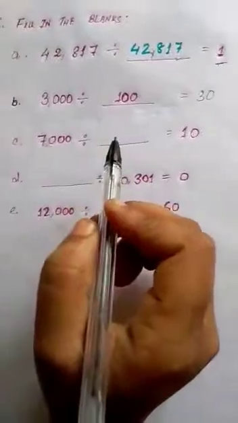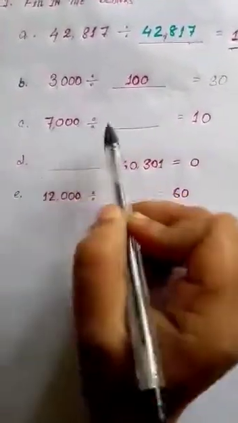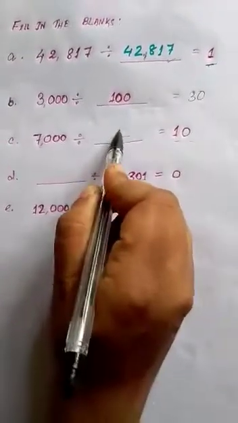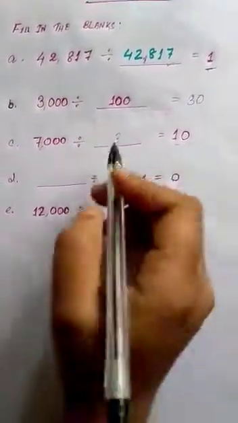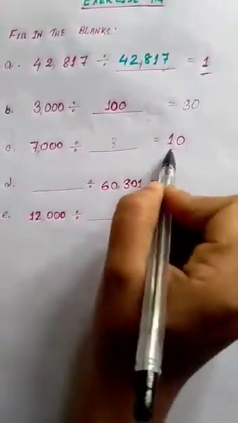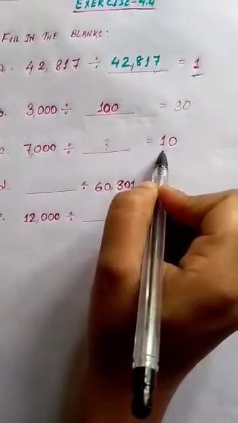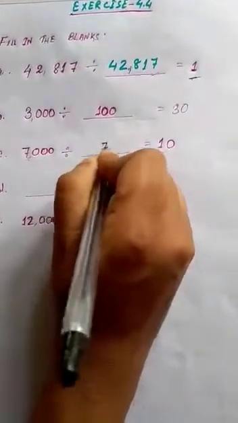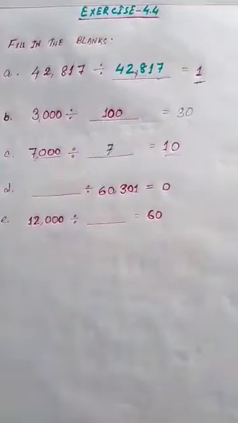And see here, 7000 divided by a number, and here it is given 10. So what should be in the divisor? 7000 and the result is 1. So 7 divided by 7 you will get 1. So that's why the number will be 7. And here it is 30. There it is 10. So how many 0s are left?